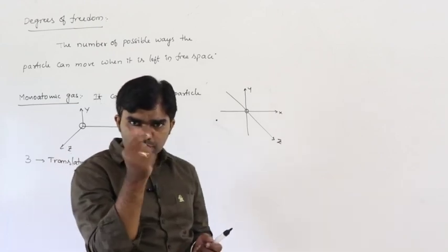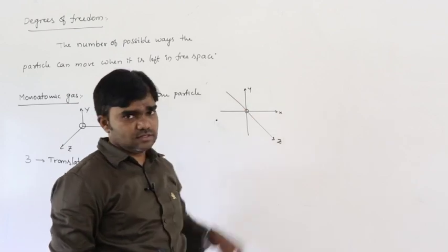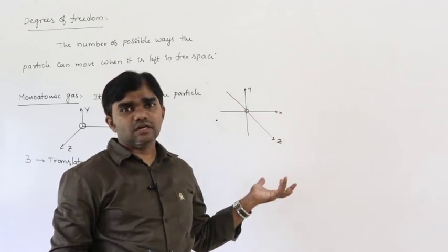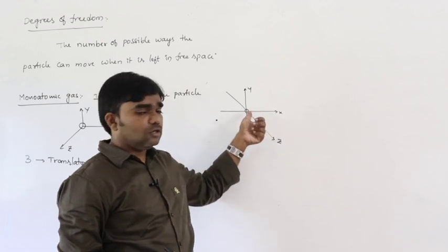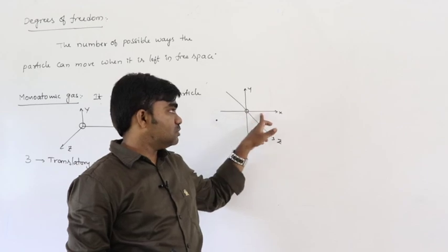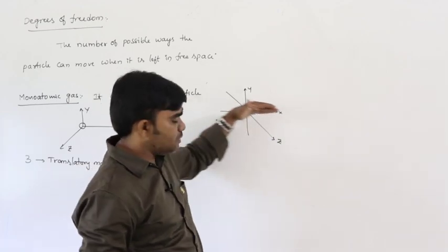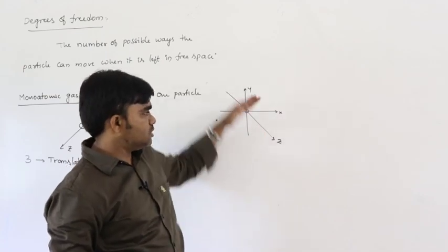Rotation of that small particle about the x axis, y axis or z axis is not considerable. So in case of a monoatomic gas, the rotation of the particles is not considerable. Rotation about the x axis passing through this molecule is not possible. Y axis not possible.